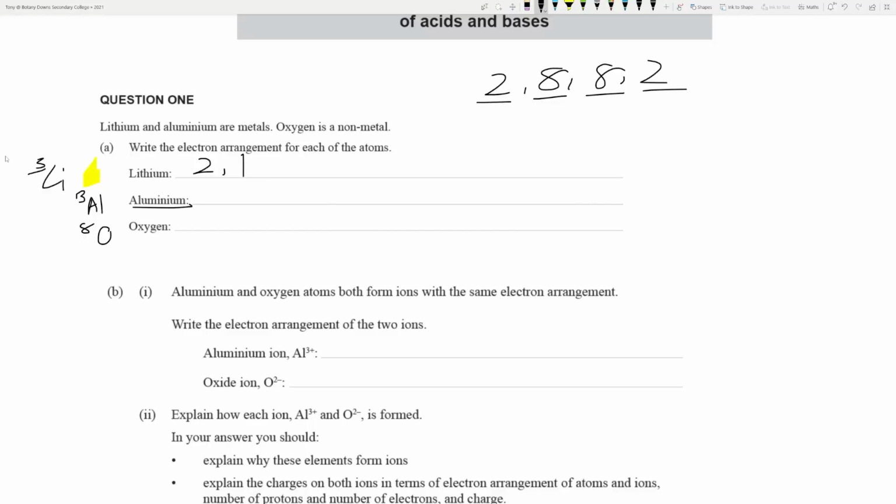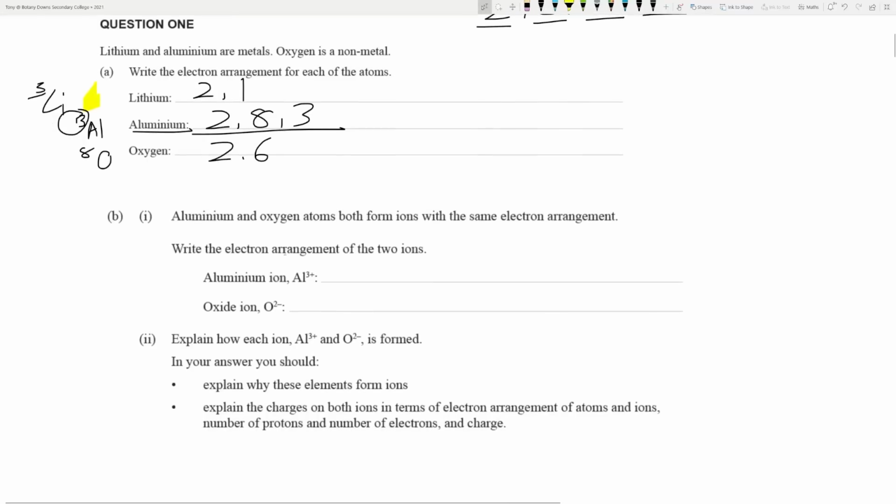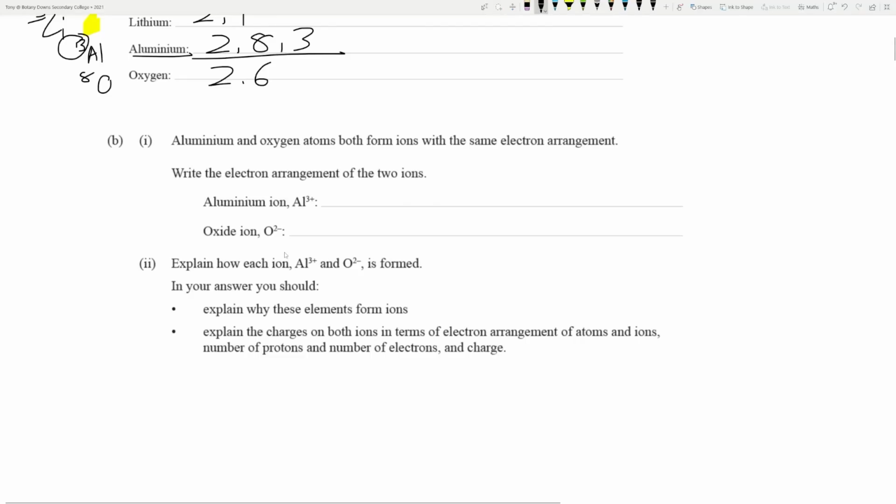So for aluminium, because it's 13, it's 2, 8, 3. These three numbers should add up to the number at the top of the element. So oxygen is 2, 6. Very nice and easy. And aluminium and oxygen both form ions with the same electron arrangement.